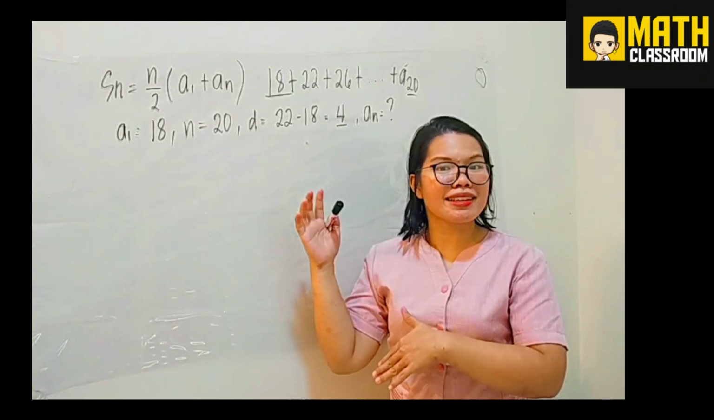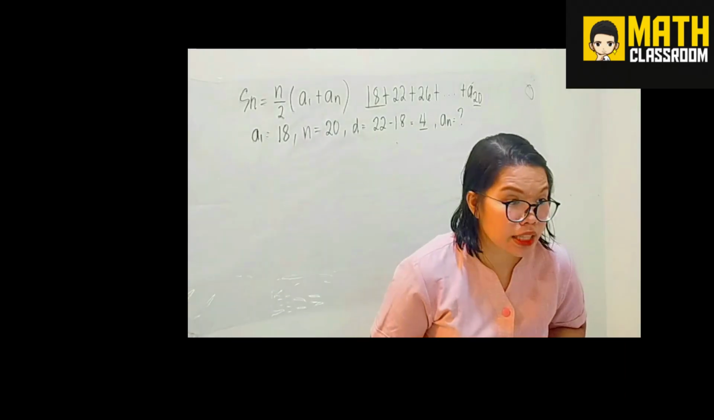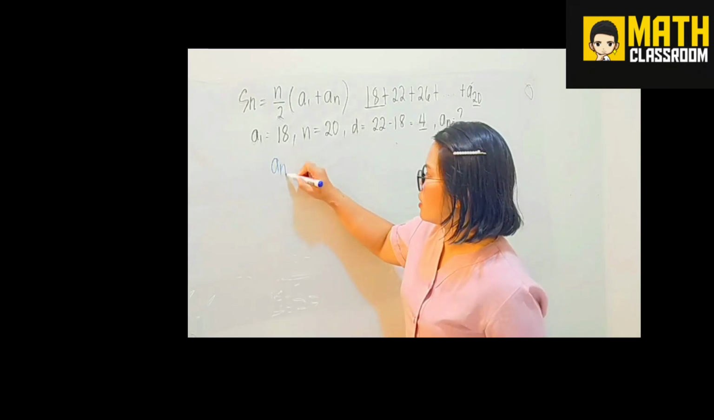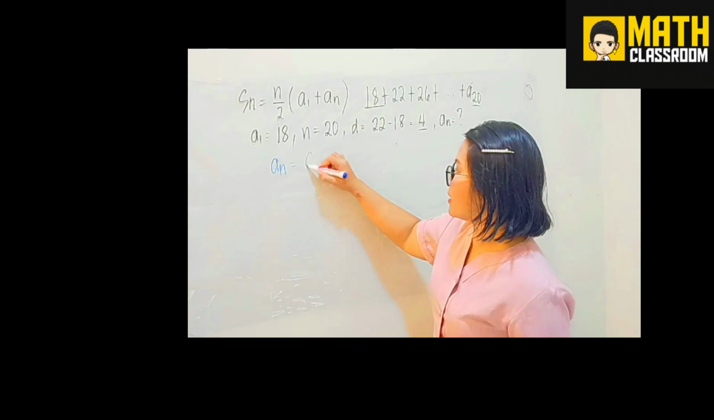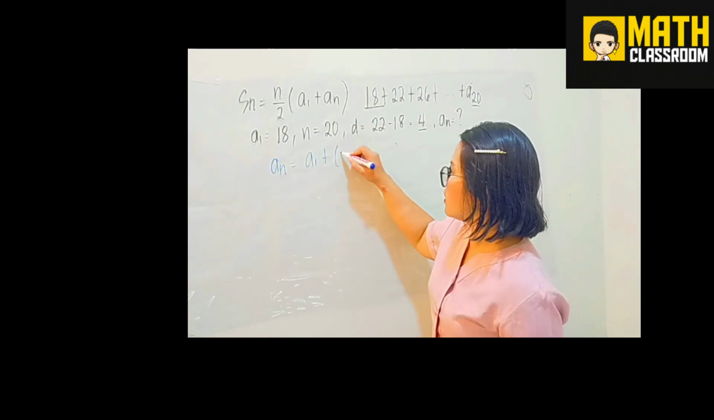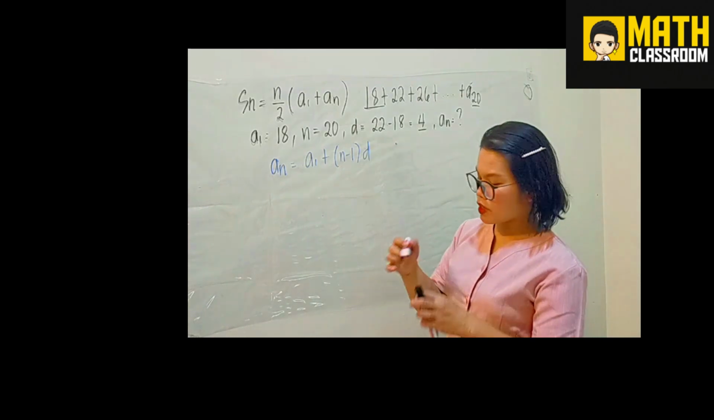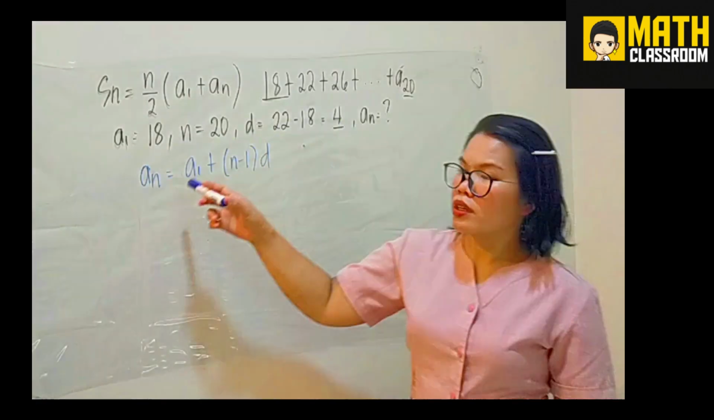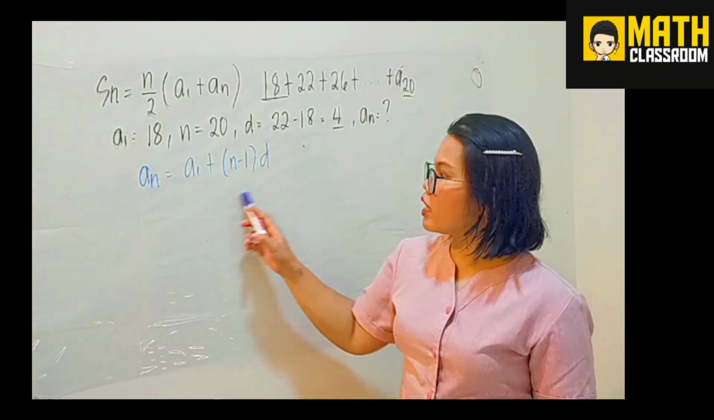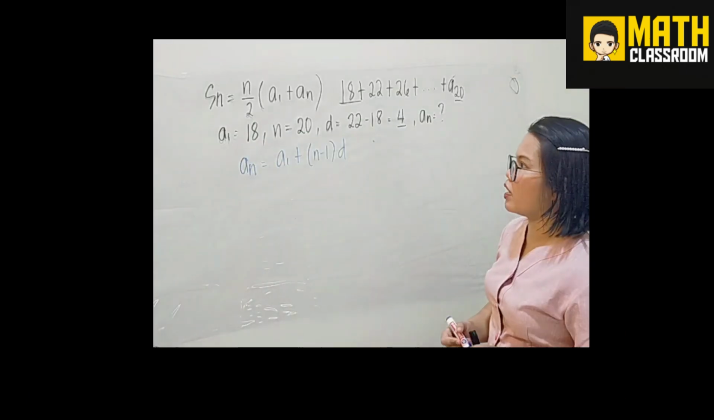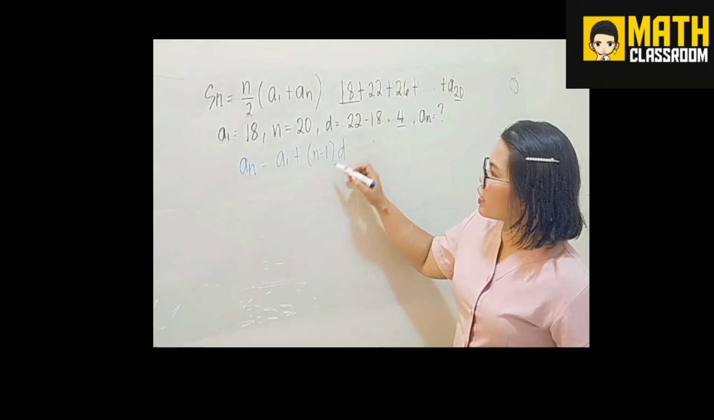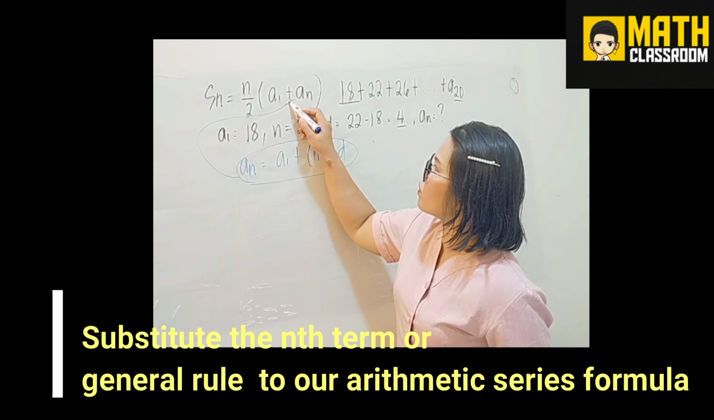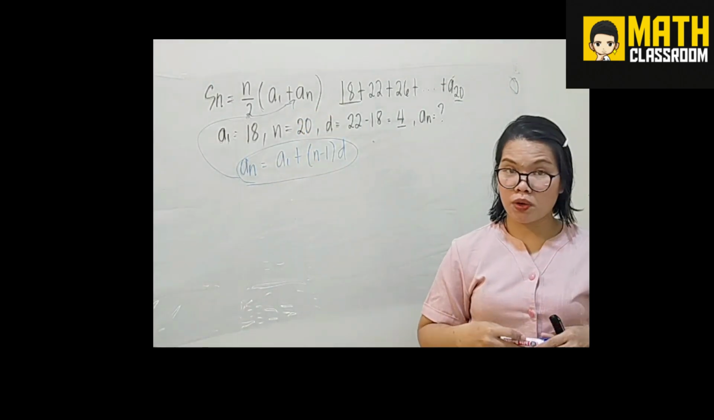So, recalling the formula in getting the nth term of the arithmetic sequence, we have a sub n is equal now to a sub 1 plus n minus 1 times d. So here, ma'am, bakit ganun? Wala kang n term. We have to recall the nth term formula. So using this one, we can substitute this to our formula. Ma'am, ang haba naman, pero huwag kayong mag-alala.